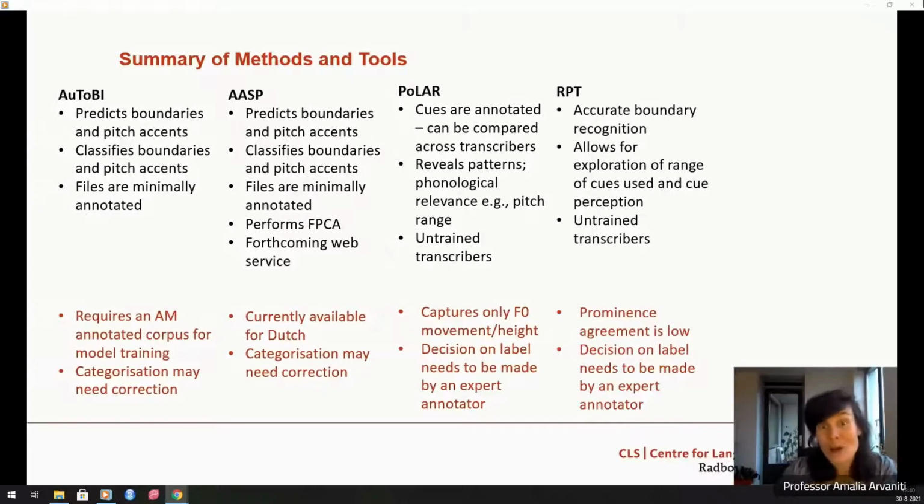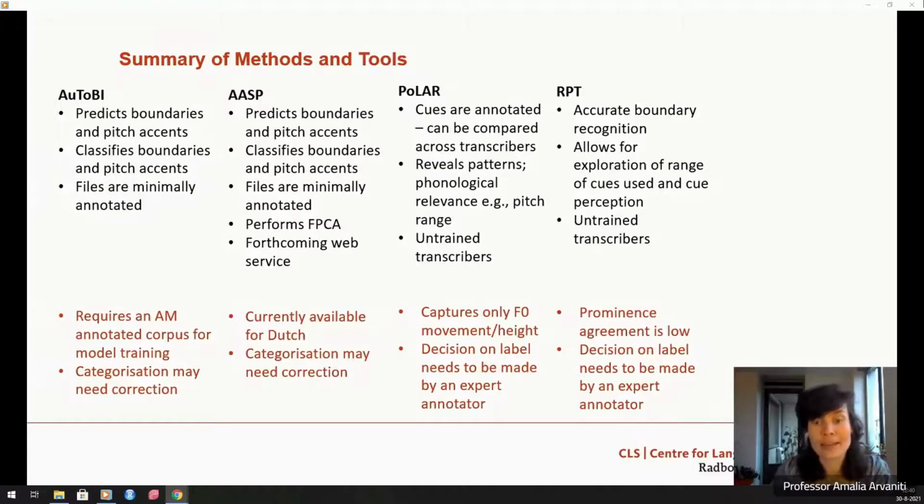For RPT, it has quite accurate boundary recognition across annotators, so if you're interested in investigating boundaries, this could be a tool for you. It allows also for the exploration of the range of cues and cue perception between annotators, as each sample is annotated by a number of people. Once again, these people who are doing the annotating are untrained transcribers, and they also don't need to have further feedback as they're doing their transcription. So this is able to tap into, I guess, lay listeners' perceptions of prominence and boundaries. Prominence agreement, however, is low, but perhaps this is part of your research question, in which case this could be a good tool for you.